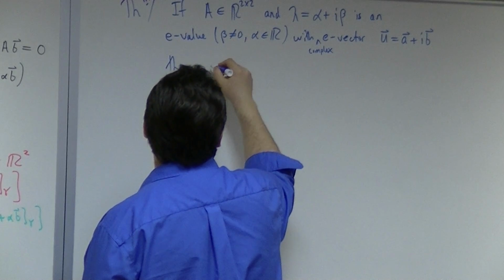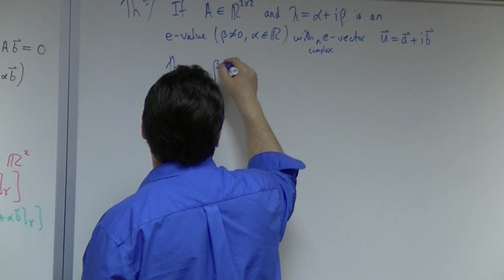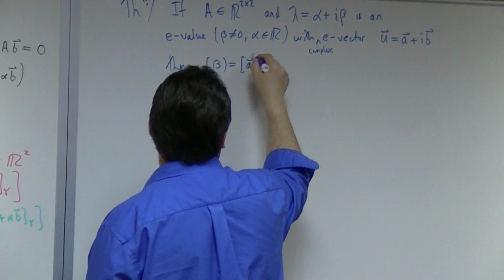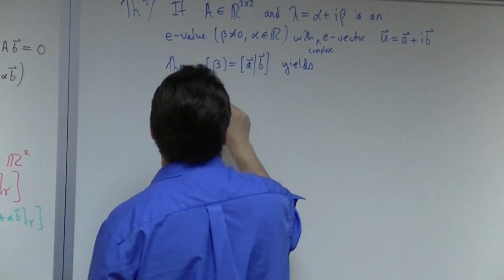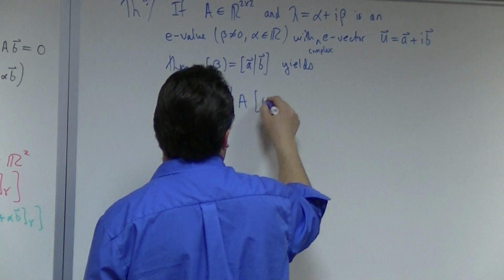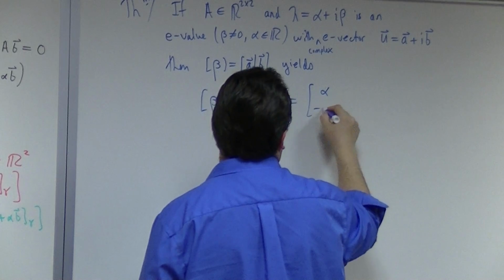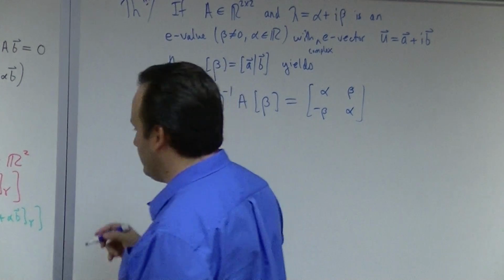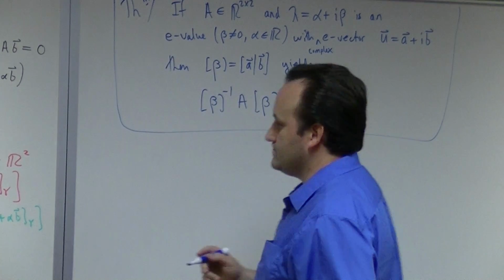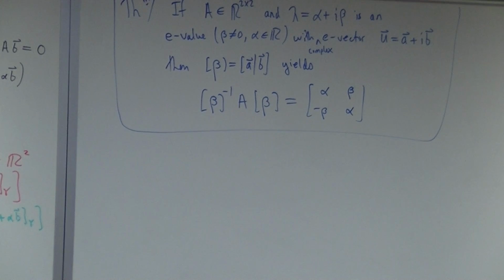So with complex eigenvector u equals A plus iB, if we set the matrix P equal to A concatenated with B, this yields P inverse A P equal to alpha, minus beta, beta, alpha. And that's the next best thing to a diagonal matrix for the case that you have a complex eigenvalue for a 2 by 2 matrix.